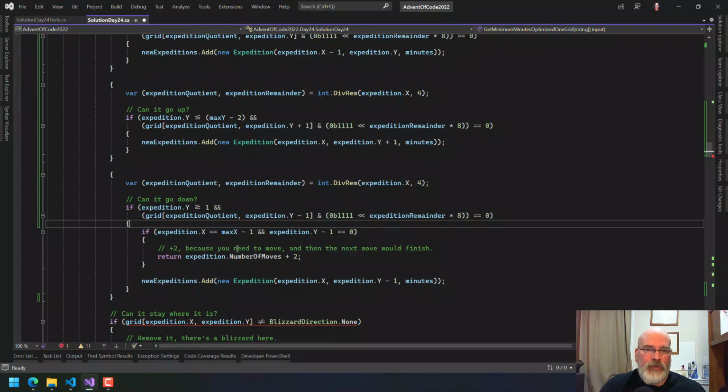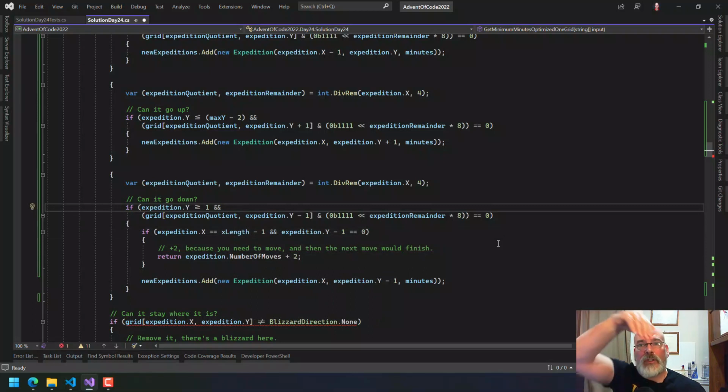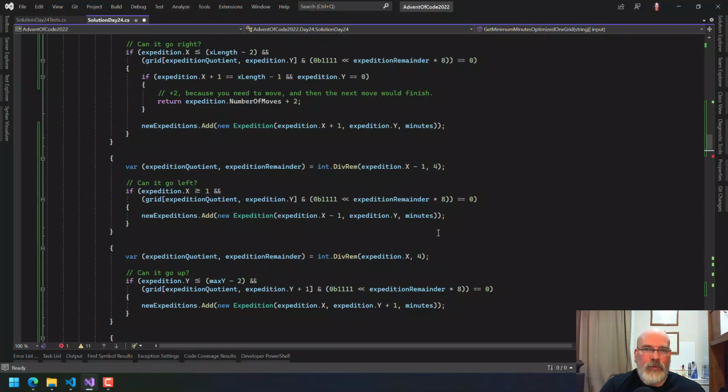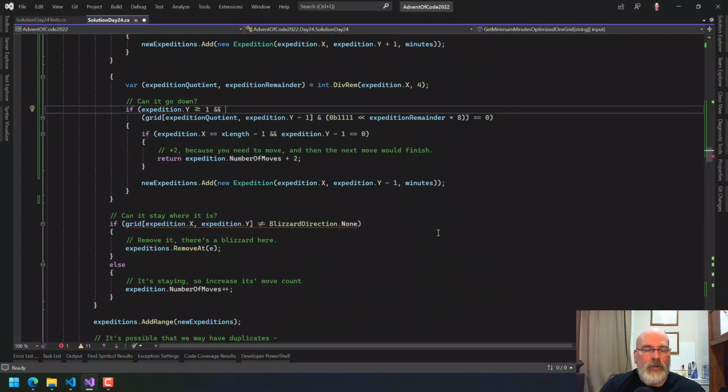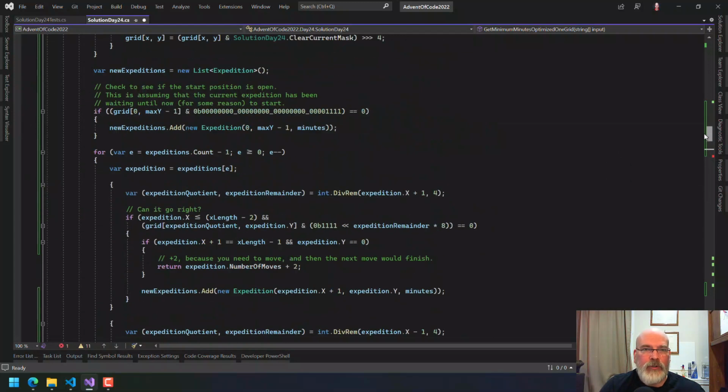And then we do the same check here, which is x length, though. And then the next move would finish. Because you could be coming from the right, or you could be coming down to that special location at the lower right, and then you'd finish out. And that is x length. That's, again, the reason why we need the true x length. Can it stay where it is? I don't know. Can you stay where you are?